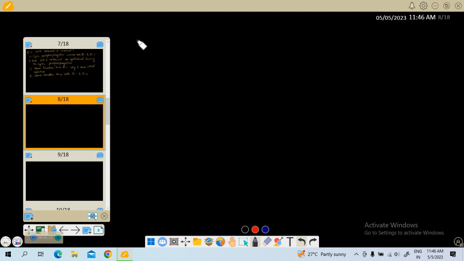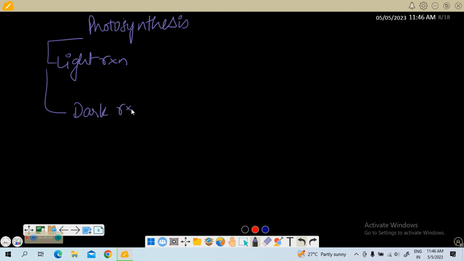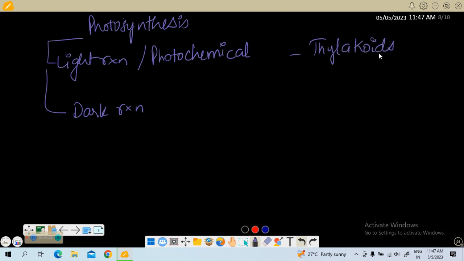So now, as you all know, mechanism of photosynthesis. The process of photosynthesis completes in two steps, light reaction and dark reaction. So light reaction is also called photochemical phase, and it occurs in thylakoids, whereas dark reaction, that is also called thermochemical phase, occurs inside the stroma of chloroplast.